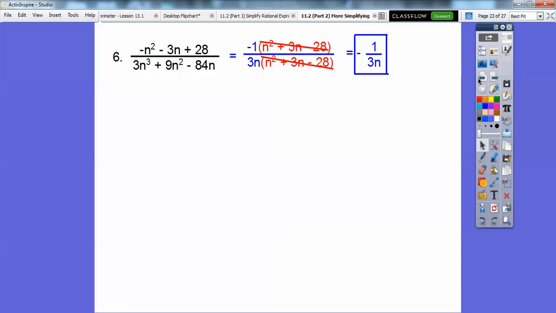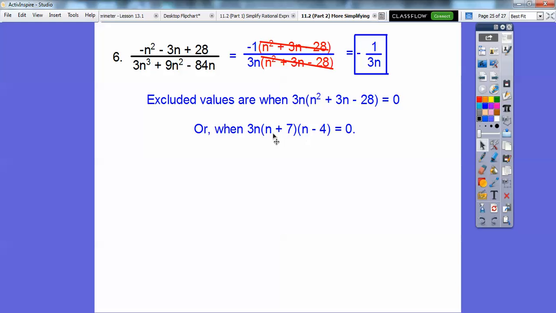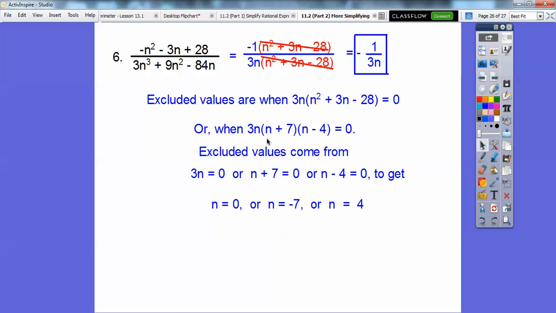So what I have to do for the excluded values is set the denominator equal to 0. All right, factors of negative 28 that add to 3 are positive 7 times a negative 4 right there. So the excluded values are when all those factors equal 0: 3n equals 0, n plus 7 equals 0, or n minus 4 equals 0. So our excluded values are these guys right there. So it's a two-answer thing, just like in the last lesson. There's one answer, the excluded values, and there's the simplified version right there.